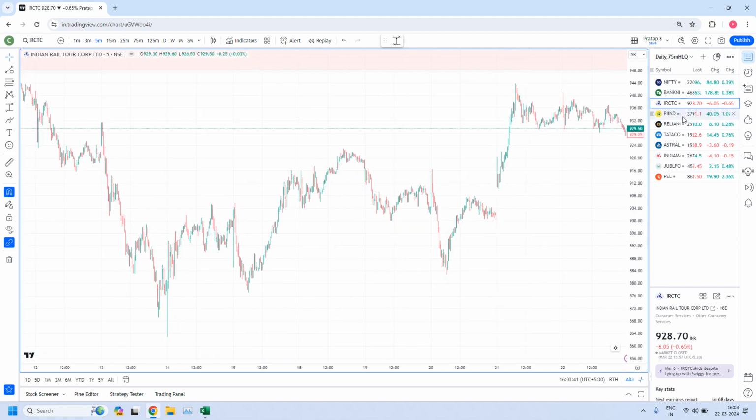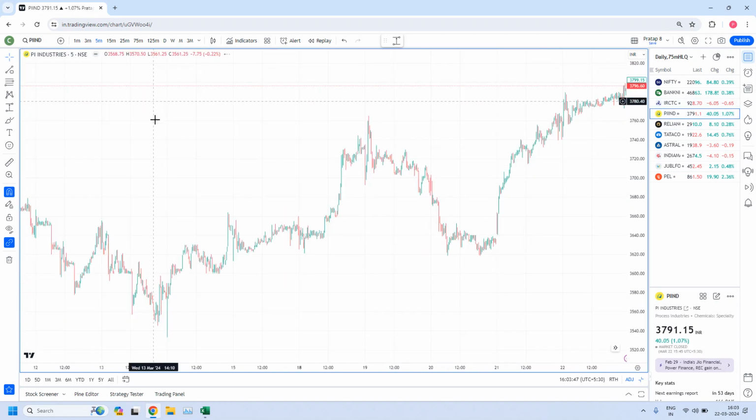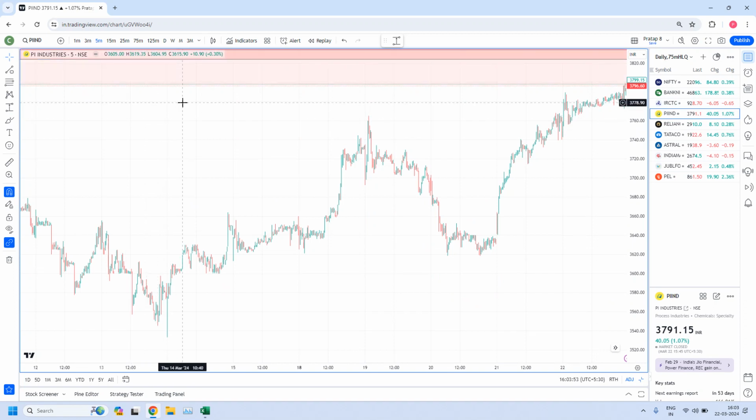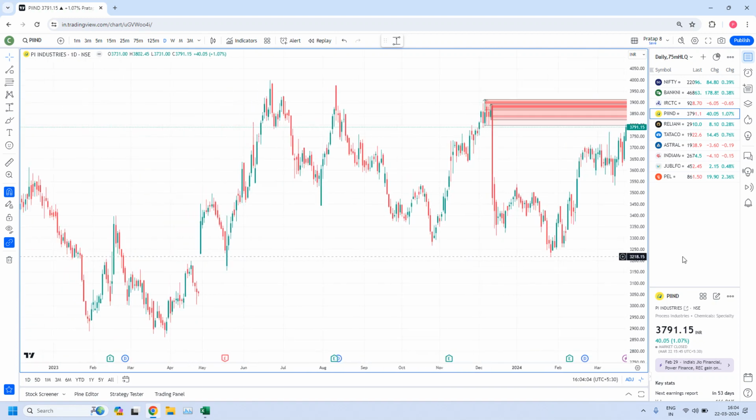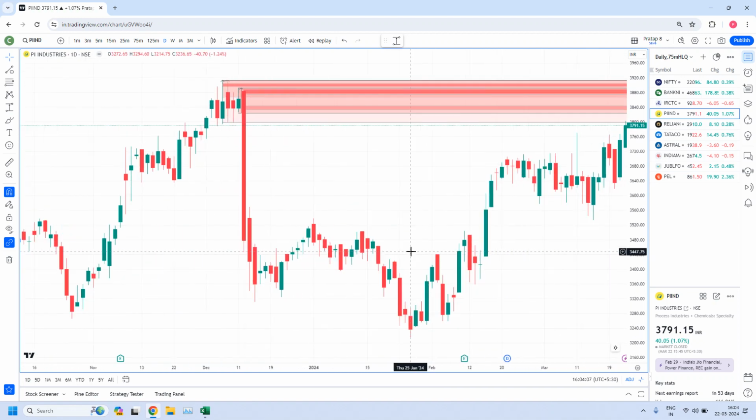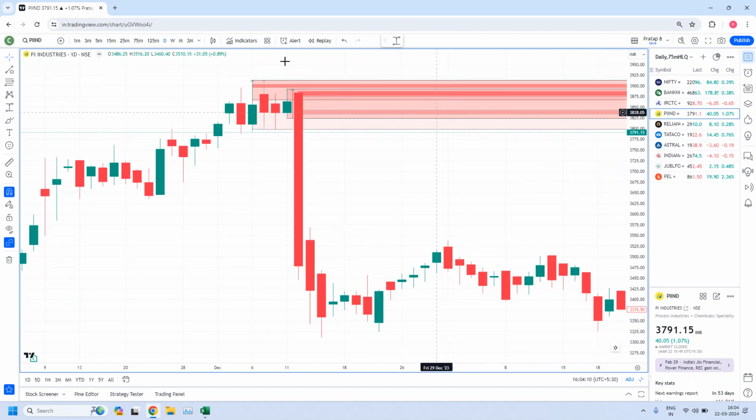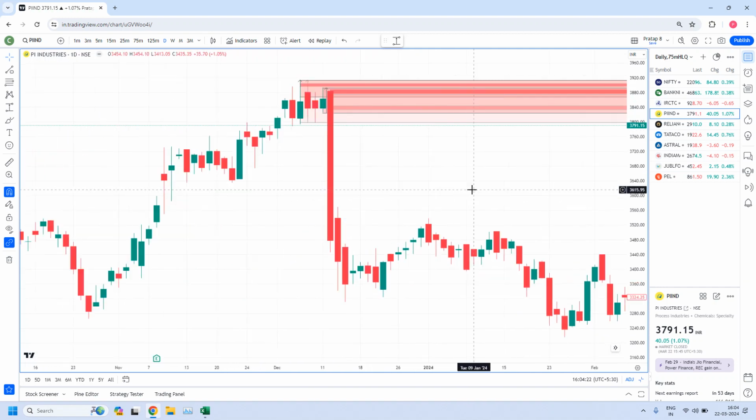And next one is PI Industries. This is also a daily zone. We have a rally, base candles and a drop candle. This is the leg in, I guess. These 4 are base candles and a drop. This is how the software identified this zone.